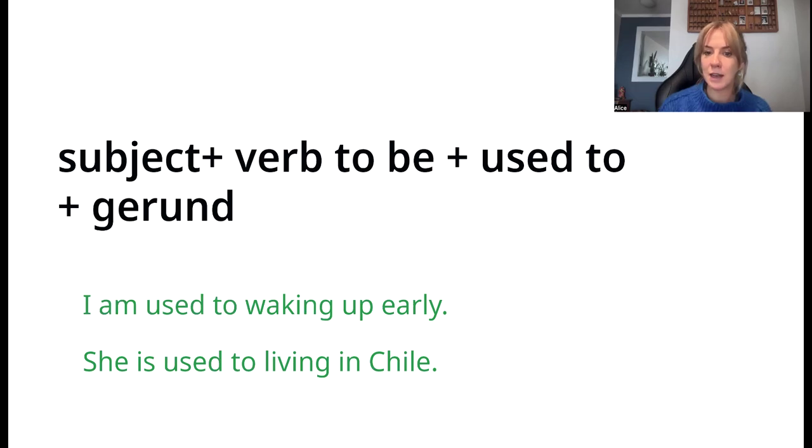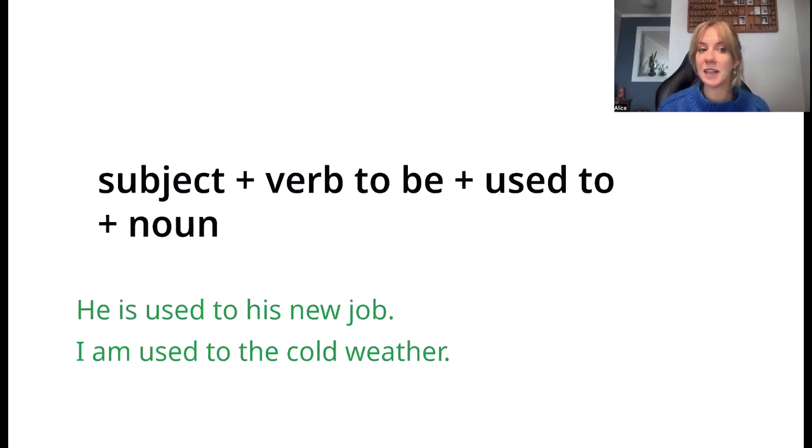How about when we use a noun then? Exactly the same. So we have the subject, verb to be. Remember to conjugate those. So I am, you are, he is. Used to, and then you just put the noun in. For example, he is used to his new job. I am used to the cold weather. I am familiar with, comfortable with these things.